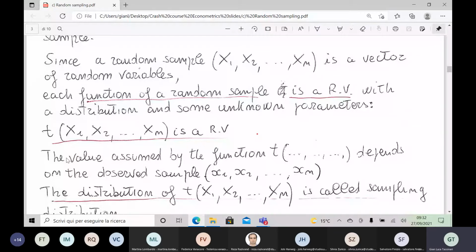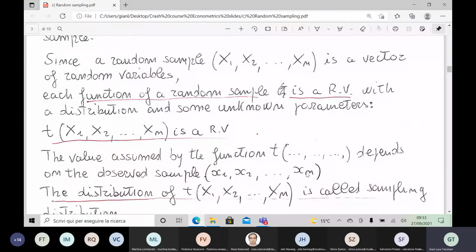The value assumed by the function, this one, depends on the observed sample. After having selected a particular sample, like this one, you can insert into capital X1 the observed value of capital X1, into capital X2 the observed value of capital X2, and you get a particular value for your function. But if you select another sample of small x1, small x2, small xn, and put them inside, t will assume another value. If you select another different sample again, you can get another value of t.